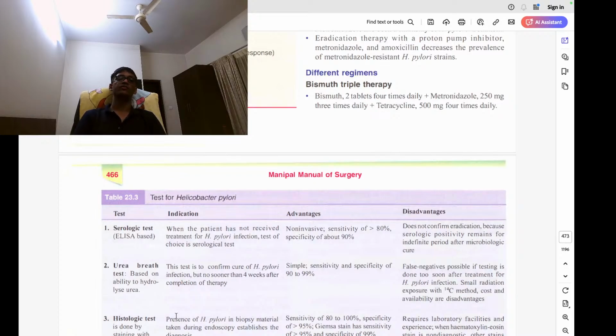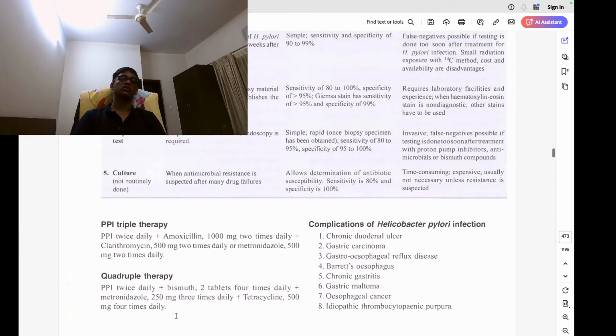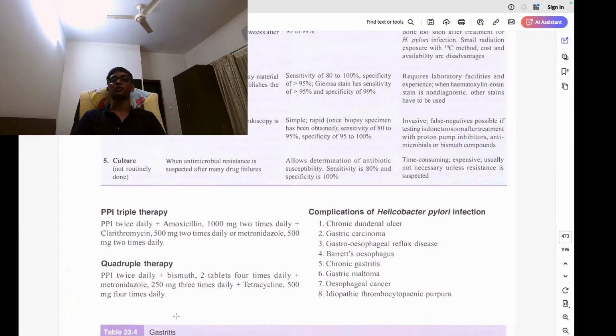Different regimens: you have bismuth triple therapy. Bismuth 2 tablets 4 times a day, plus metronidazole 250 mg 3 times a day, plus tetracycline 500 mg 4 times a day. You have to give all these drugs. Then you also have PPI triple therapy.